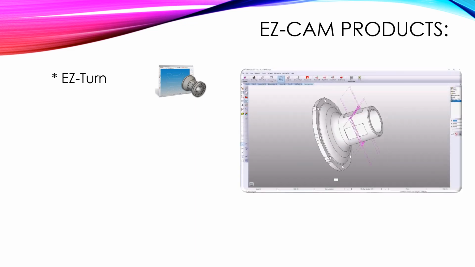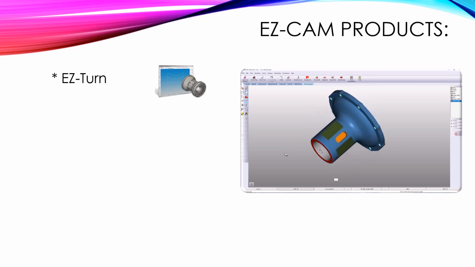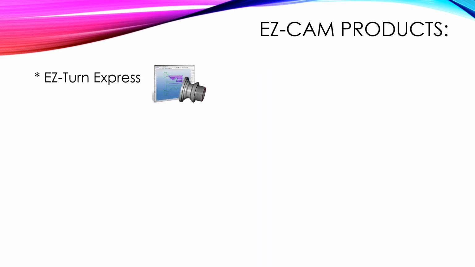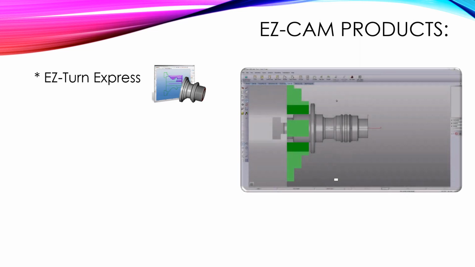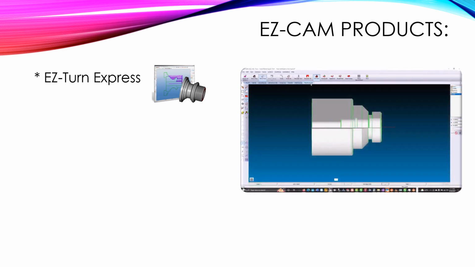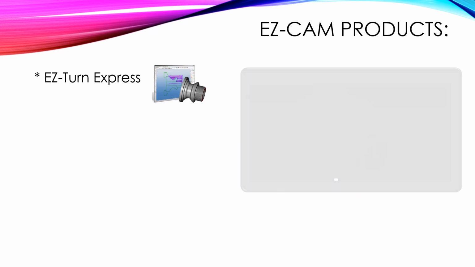EZ-Turn. Its main function over the Turn Express is its live tooling and multi-axis multi-spindle support. EZ-Turn Express supports all 2-axis turning. There are wizards for roughing and finishing. There is also an option for can cycle output in the G-code.